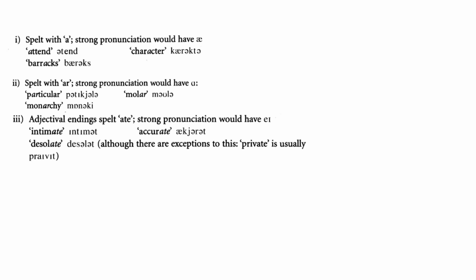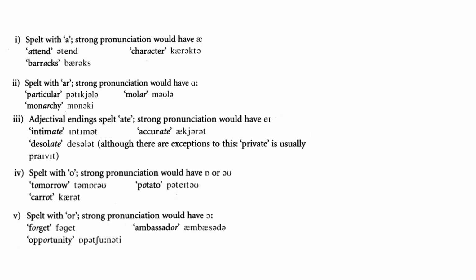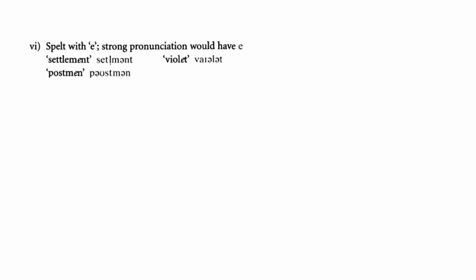Adjectival endings spelt A-T-E, strong pronunciation would have the diphthong, as in play, as in the words intimate, accurate, desolate. Spelt with O, strong pronunciation would have the sounds or O, as in tomorrow, potato, carrot. Spelt with OR, strong pronunciation would have the sound O, as in the words forget, ambassador, and opportunity. Spelt with E, strong pronunciation would have settlement, violet, postman.